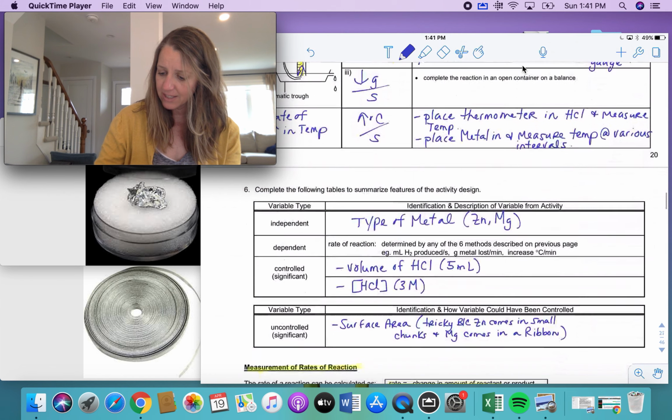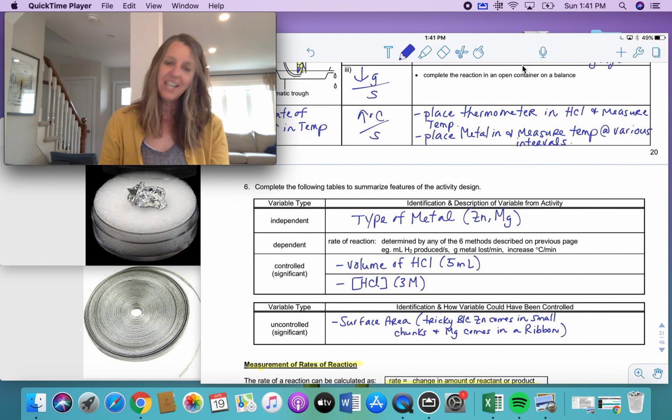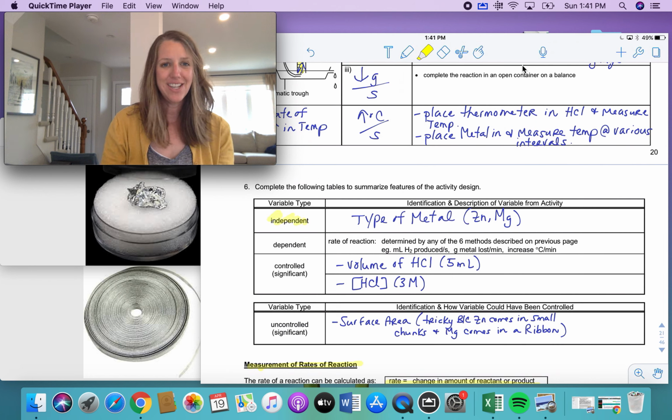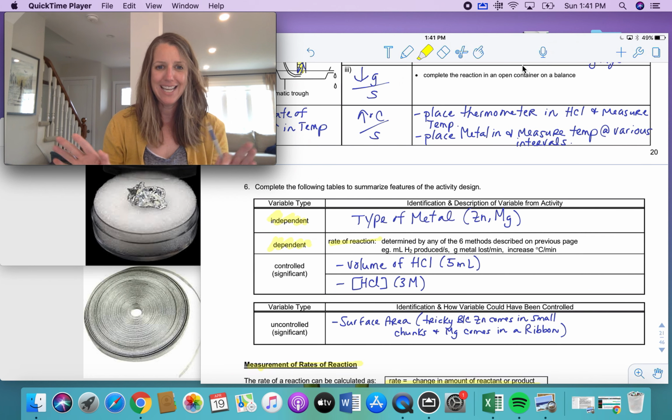Okay. The last little table at the top of the next page, on page number 21, just got you thinking again about what our independent variable was, if we did this lab. That's the type of metal. The dependent variable? That's the rate of reaction, which could be anything you want.